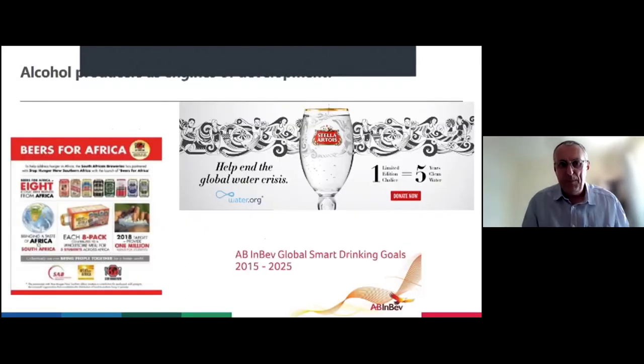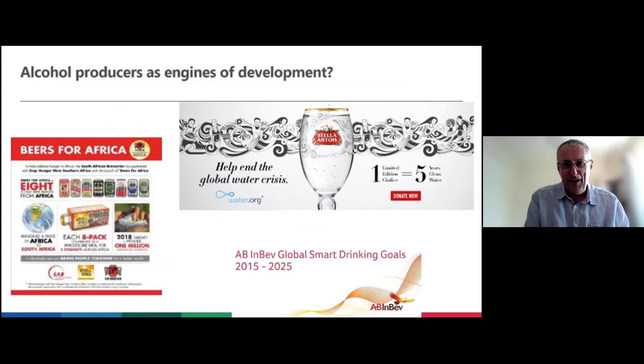Okay, so a number of you will be very familiar with the ways in which alcohol companies have been positioning themselves as engines of development in recent years, and I may well have stolen these images from a number of colleagues on the call. I think Aadielah will be particularly familiar with the fairly notorious Beers for Africa initiative launched by South African Breweries a few years ago, in which SAB partnered with a local Stop Hunger NGO in order to generate funding for student meals via the purchase of alcohol.